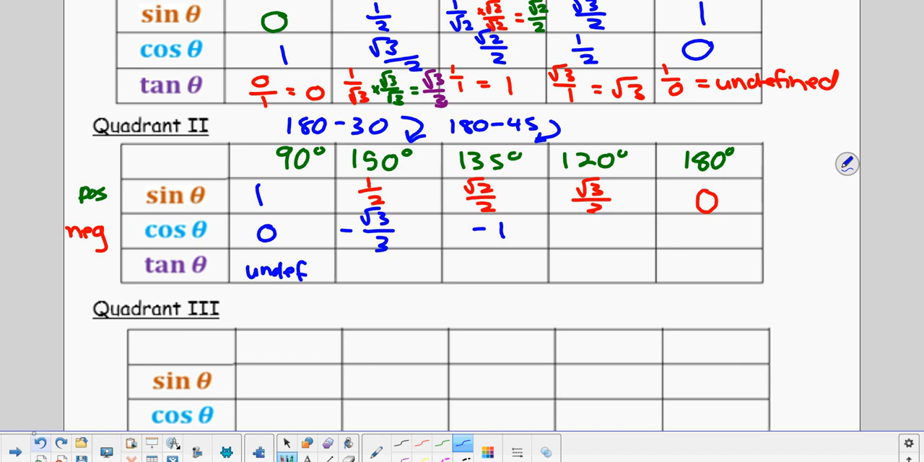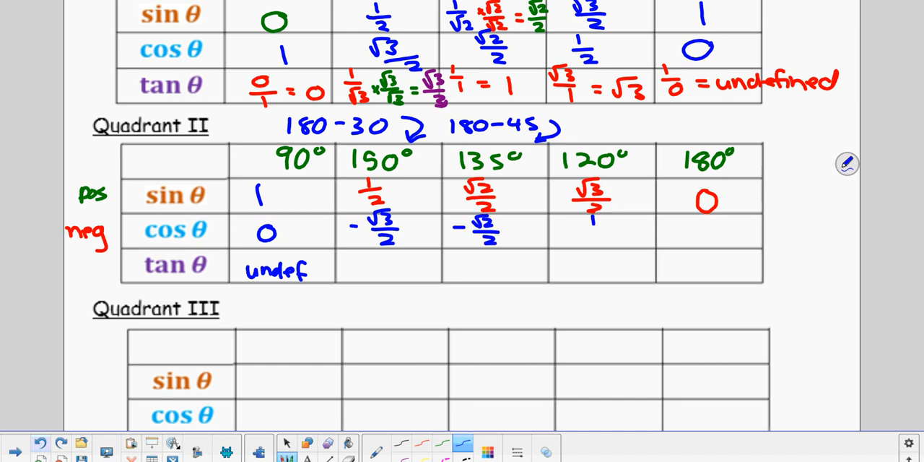Whoops, I'm looking at the wrong thing. I was looking at tan, sorry. Sorry about that, ignore those ones, they were tan. Negative root 3 over 2. Sorry, I'm reading the board.